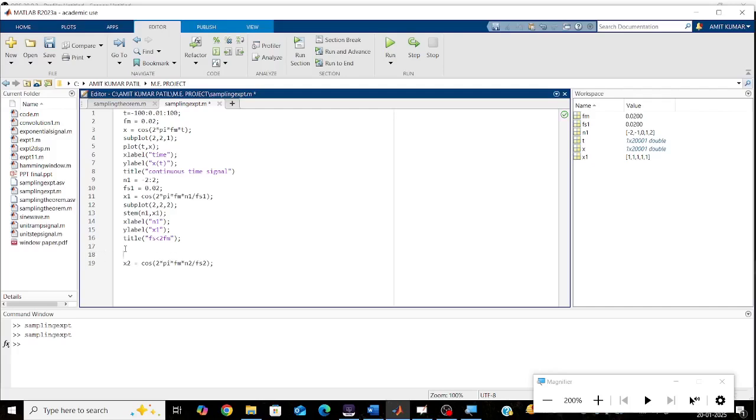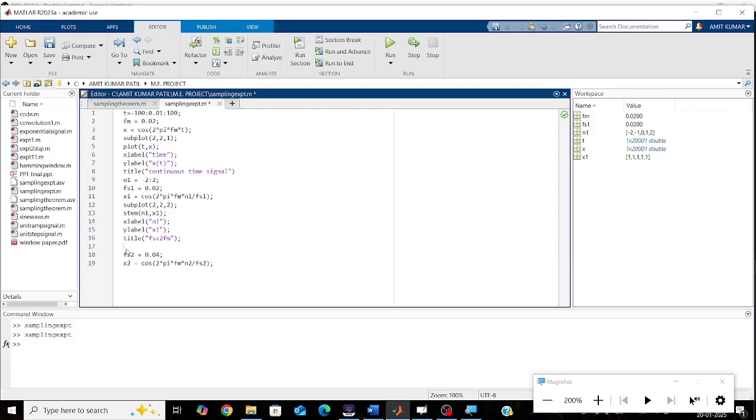So now here we have to assume the value of sampling frequency again and N2 again. In each case we have to assume this value. So fs2. Now here we are going for the case sampling frequency is exactly equal to twice the maximum frequency of the signal. So what is the maximum frequency? 0.02. So twice will be 0.04. Understood this?